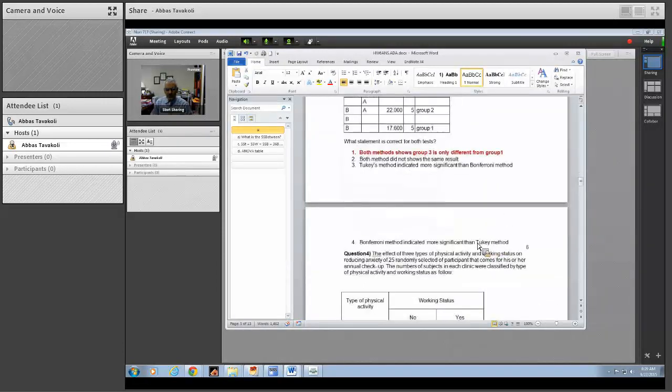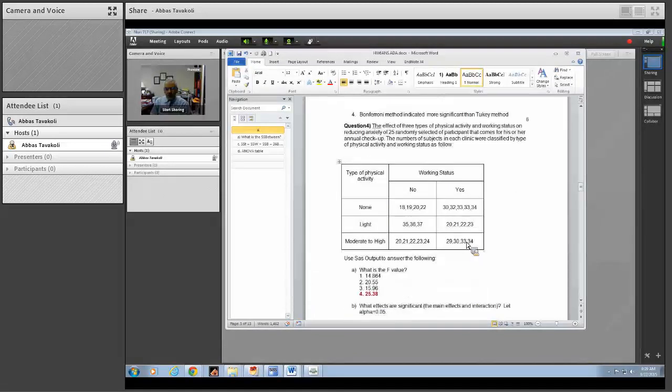That's the correct answer. Now, question 4. Here we have two factors. We have type of physical activity and working status, and they affect reducing anxiety. So these are the two factors we have. We have 25 samples. The total sample is 25.